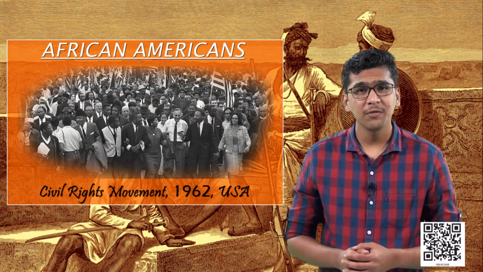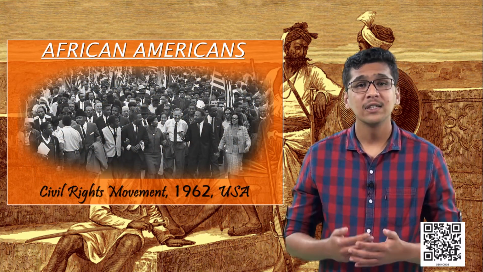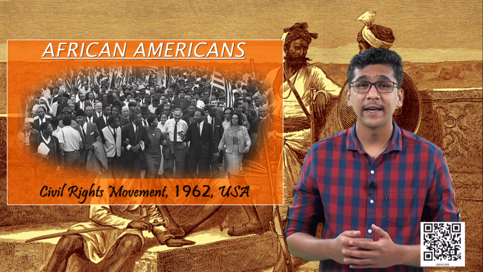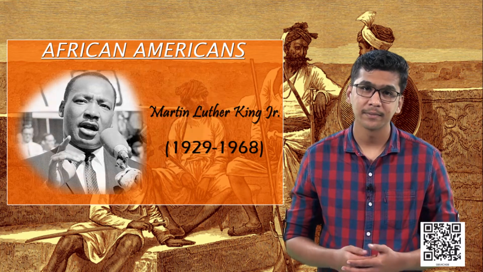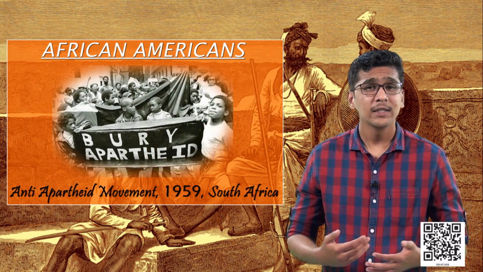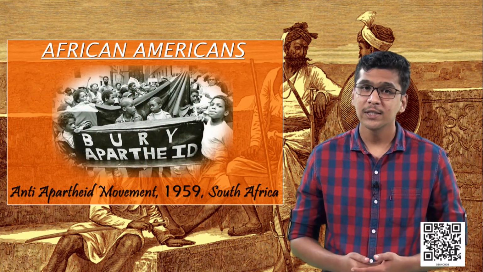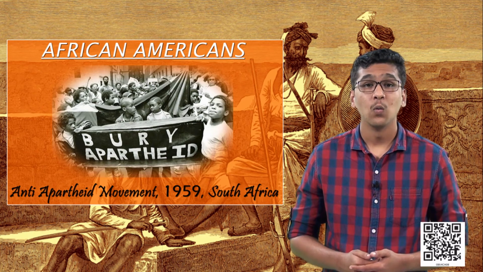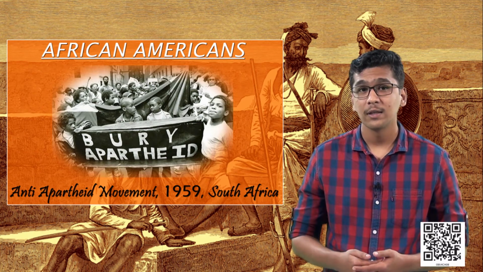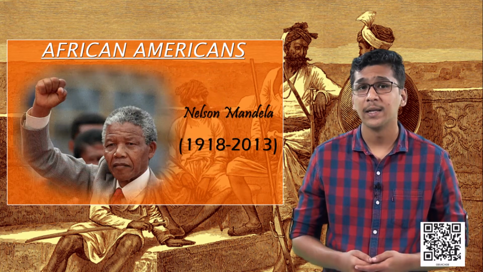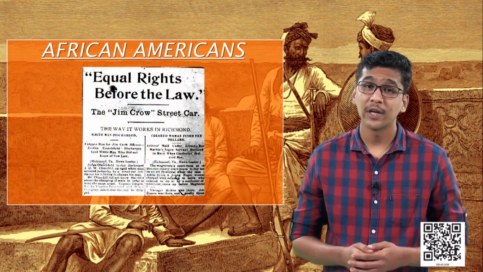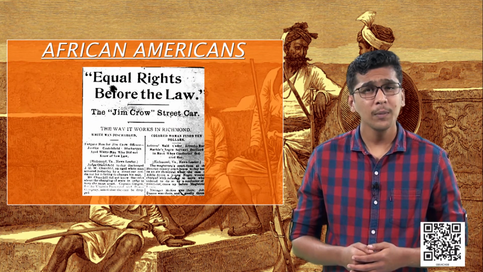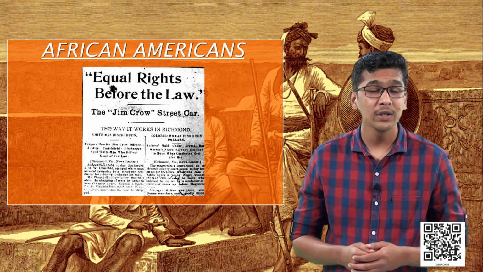In the 1950s in America, the civil rights movement was launched against racial discrimination, led by Martin Luther King Jr. In South Africa, the racial discrimination came to an end with the anti-apartheid movement, which ended in the 1990s, led by Nelson Mandela. Many other countries framed laws later on prohibiting all forms of discrimination in their societies.